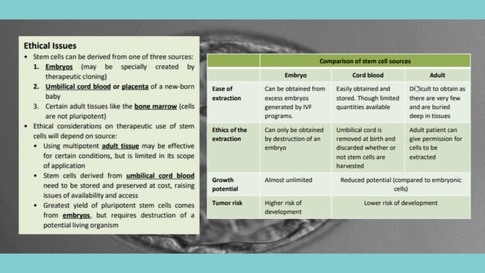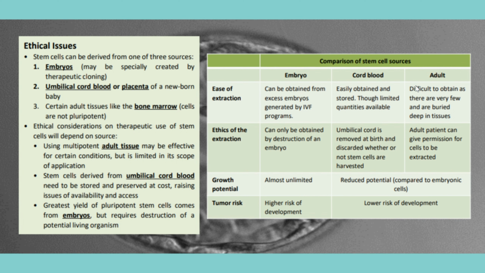Ethics of extraction: for embryos, they can only be obtained by the destruction of an embryo. So you're almost, by implication, destroying an embryo that could become a baby, could become a fetus, so essentially destroying life, if you go through arguments against stem cell therapy. For cord blood, the umbilical cord is removed at birth and discarded whether the stem cells are harvested or not. So it's almost like a waste resource, which is very, very useful. And then for adult stem cells, the adult patient can give permission as to whether their cells are extracted. So there is that factor of consent.